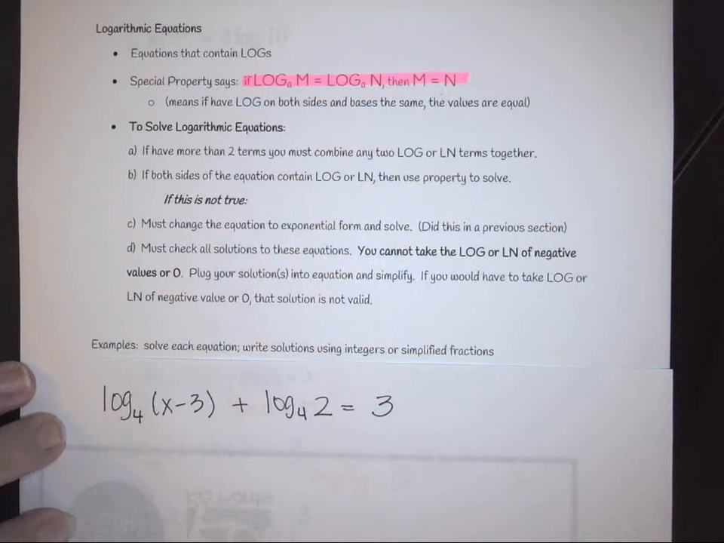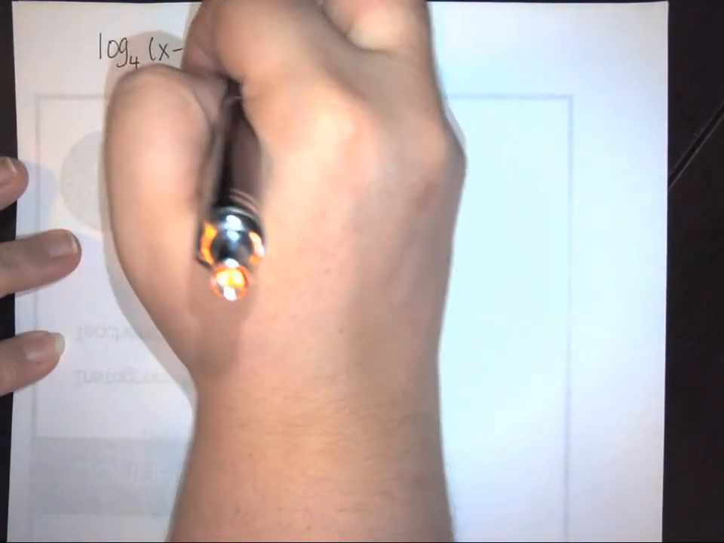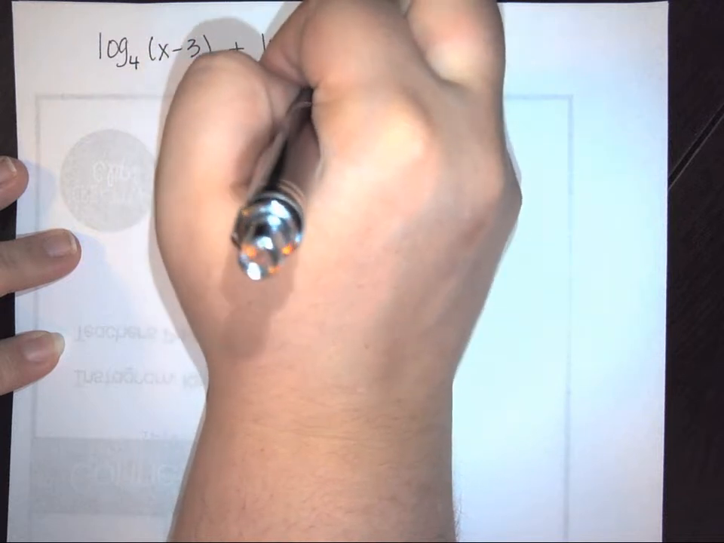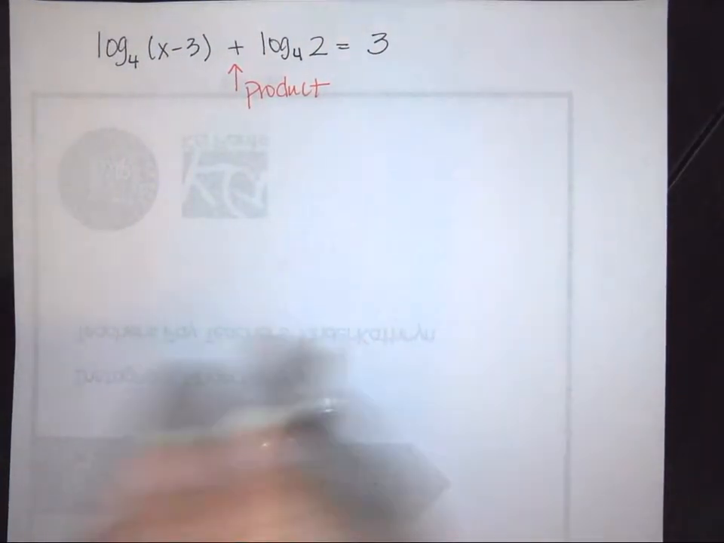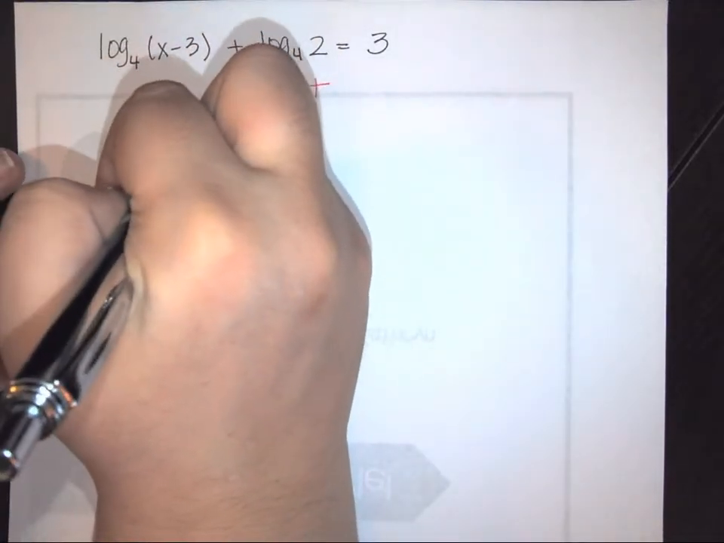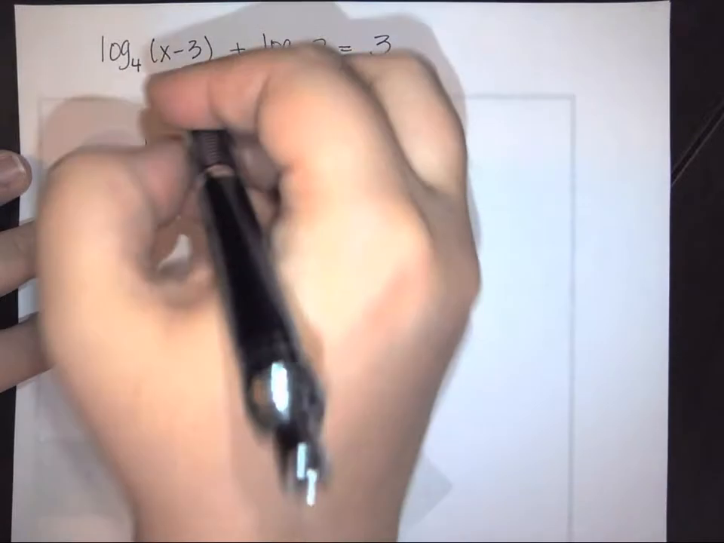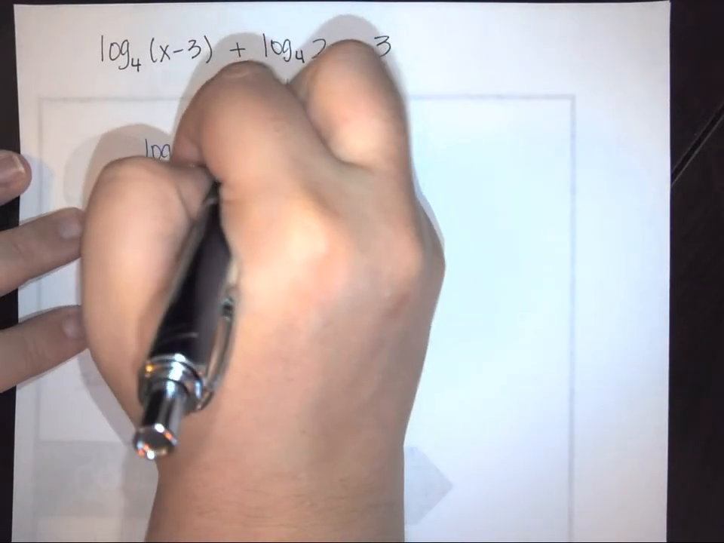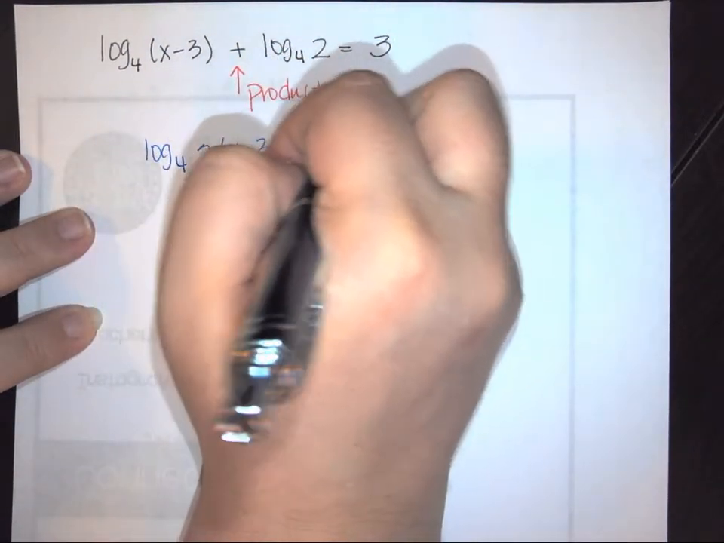So for example, we have the log base 4 of x minus 3 plus the log base 4 of 2 is equal to 3. So with this, the first thing we have to notice is that I very clearly have the product rule. So the first thing I need to do is apply that product rule. So this says I'm going to combine my logs into a single log, where this becomes 2 times x minus 3, and the whole thing equals 3.